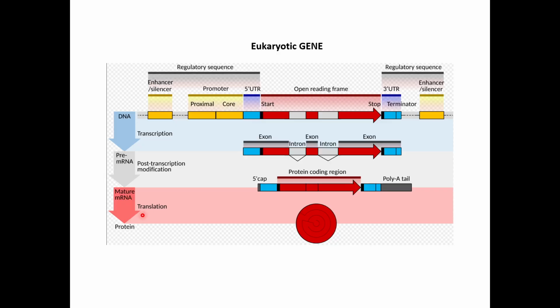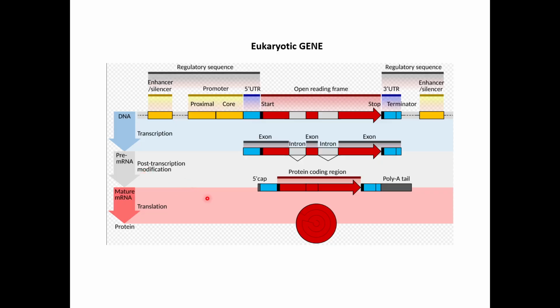Yeah, sorry. So from pre-mRNA, we have post-transcription modifications, and we get mature mRNA, which does not have any intron sequences. These introns are removed by splicing. So then you have a mature mRNA which has only exon sequences. Then from the mature mRNA, we start the process of translation, and then finally we get the protein of interest. So this is how it happens.